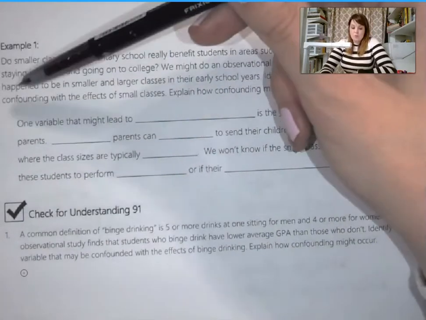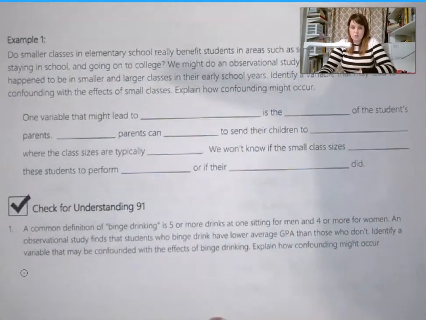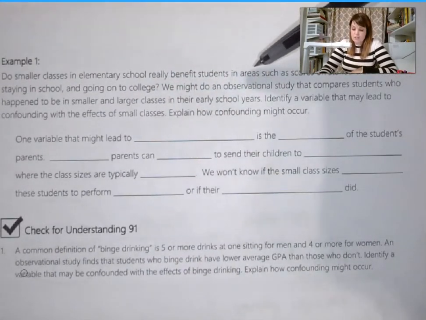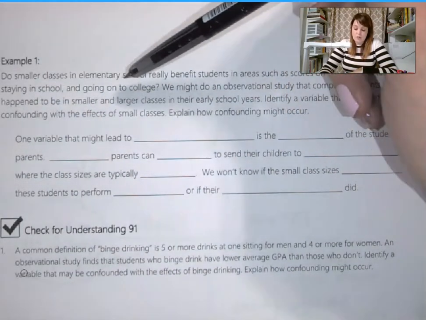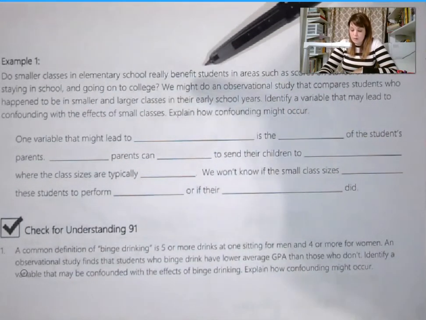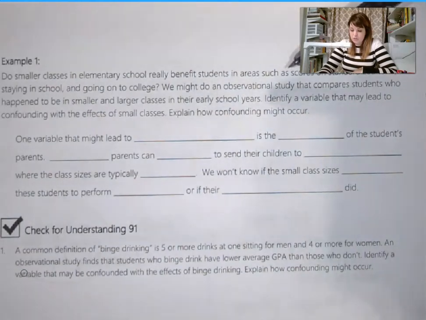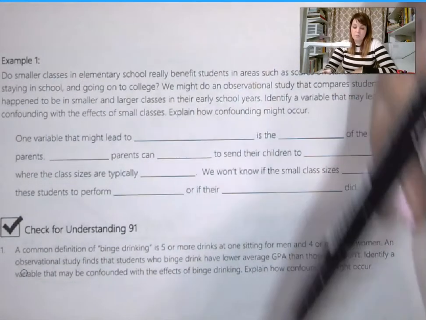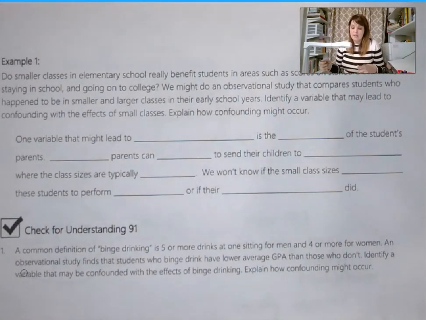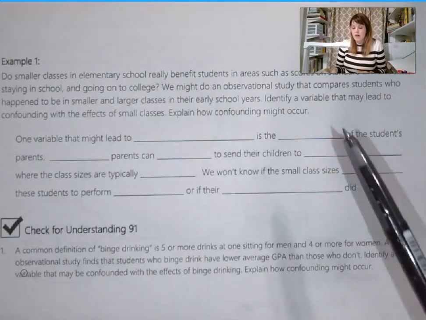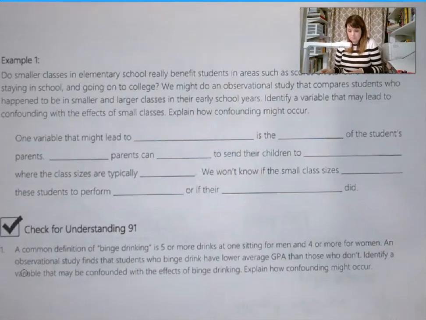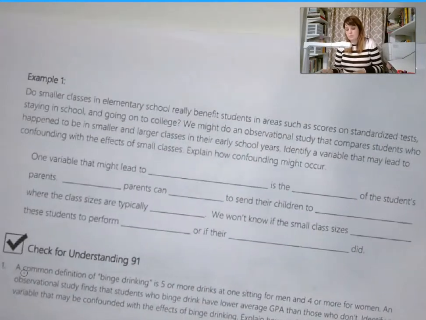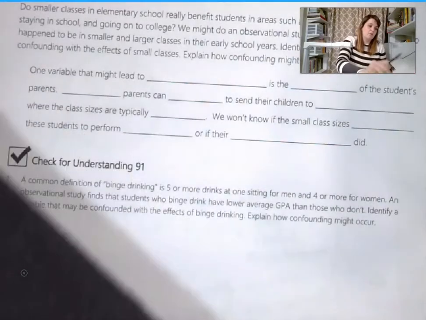So, do smaller class sizes in elementary school really benefit students in areas such as scores on standardized tests, staying in school, and going on to college? We might do an observational study that compares students who happen to be in smaller and larger classes in their early school years. Identify a variable that may lead to confounding with the effects of small classes. Explain how confounding may occur.